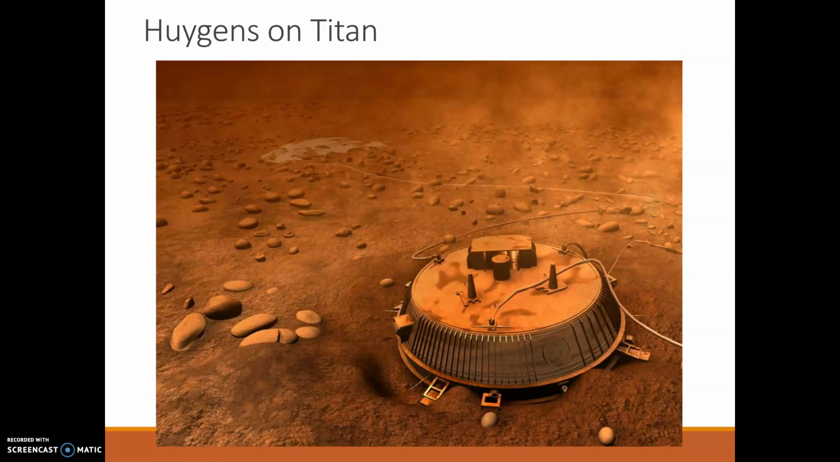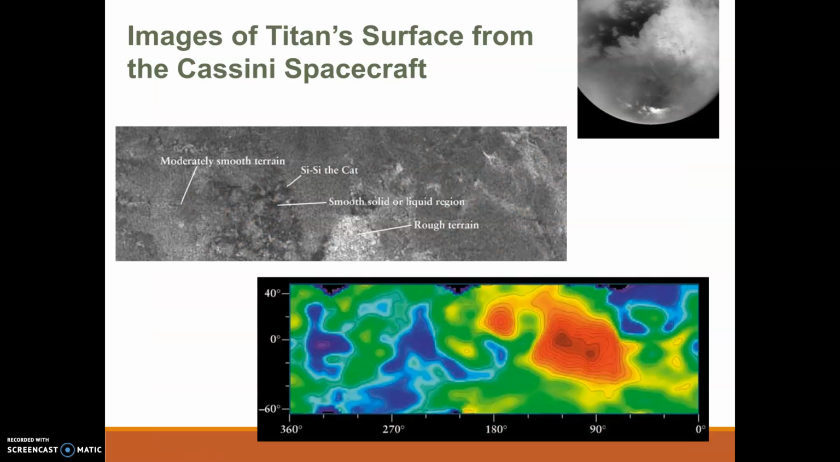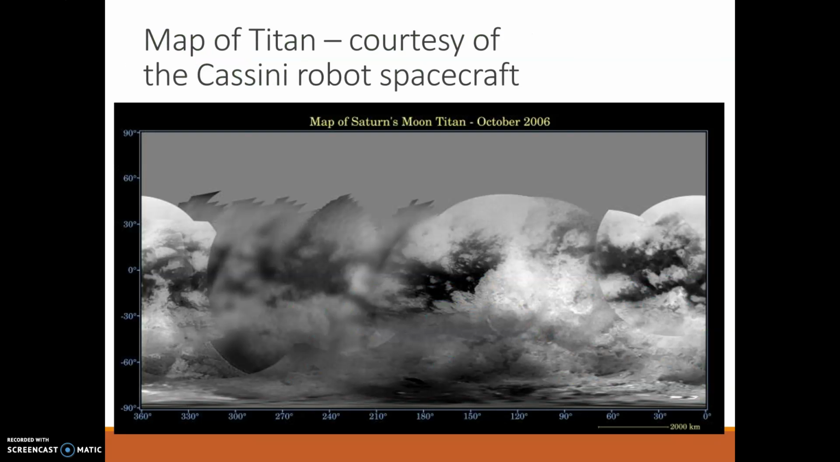So looking at some of these hues on Titan, we see some of these images from different spacecraft. Here we can see we have some smooth terrain, and we can see that we also have some terrain that's very high in elevation here. So we have smooth and rough terrain on the surface of this moon here. So if we look a little bit at our map here, we can see some of these very strange surfaces here.